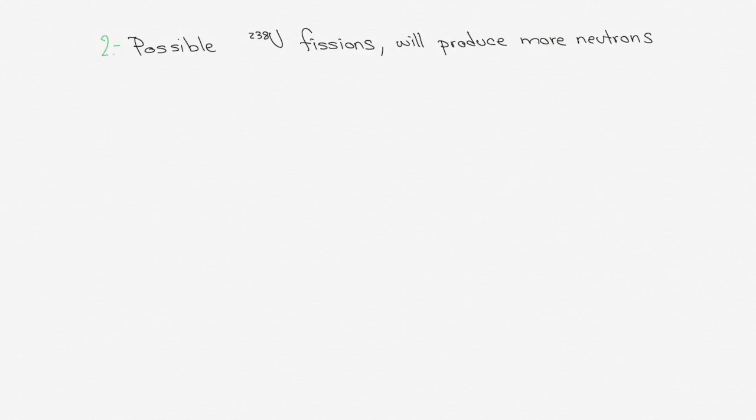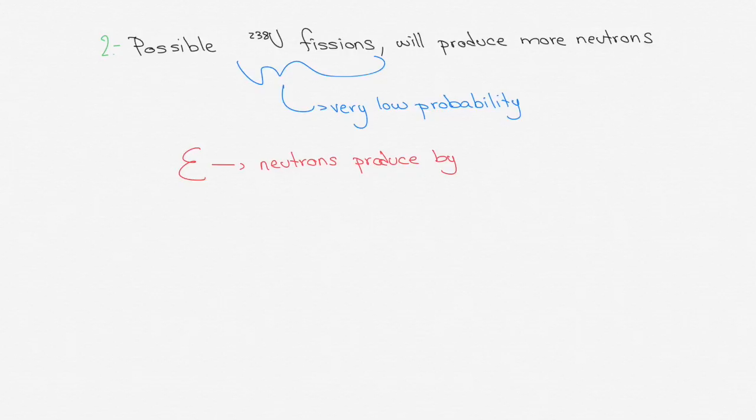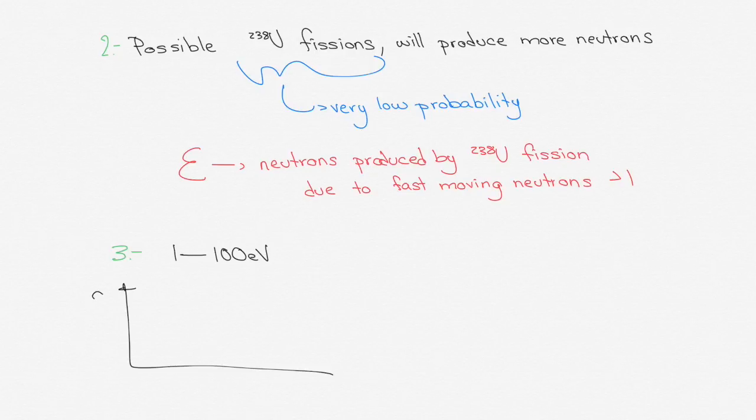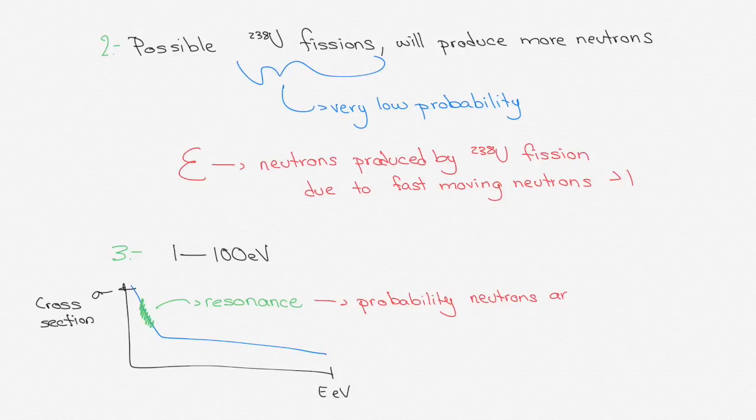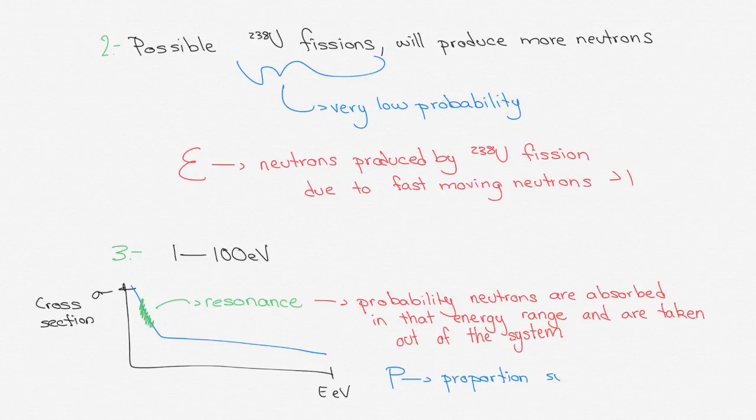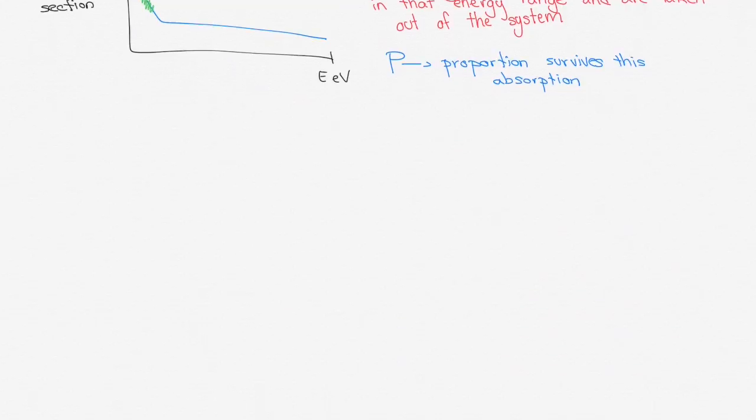However, if the neutrons are fast enough, there is a very low probability that it would indeed fission, which will produce more neutrons. Epsilon is then the neutrons produced by this fissioning. The third thing to take into account is the fact that if the neutrons have an energy between 1 and 100 electron volts, there is a probability that they are absorbed due to resonance, but no fission takes place. P is then that proportion that survives this absorption.